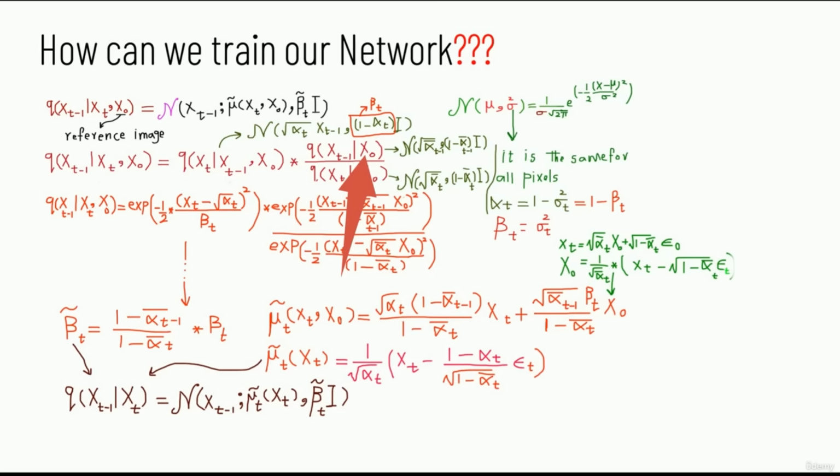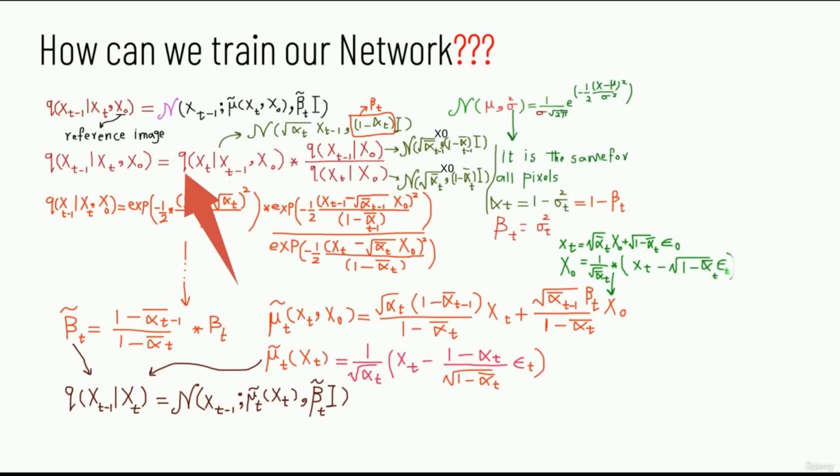We said that it is just a Gaussian distribution. The mean of this distribution is just the square root of alpha bar t minus 1 times x0. Here we have x0. And the variance is 1 minus alpha bar t minus 1. And here also the mean of this distribution is just the square root of alpha bar t times x0. Here we have x0 also. And the variance is just 1 minus alpha bar t.